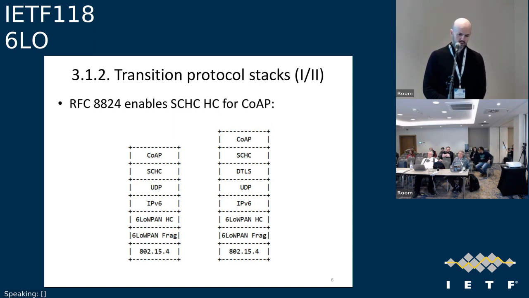On the right, SHIC compressed CoAP messages can be carried on top of DTLS. And it is also possible to have the option on the left, which is not using DTLS. However, recall that RFC 8824 also allows compressing OSCORE, if that is used for protection of end-to-end payloads in CoAP.